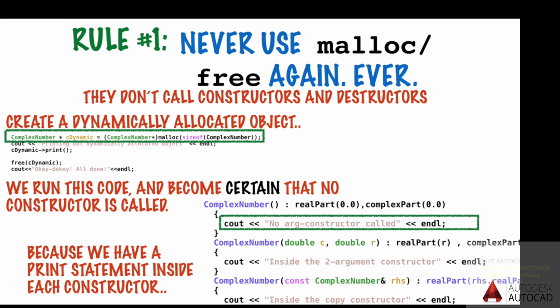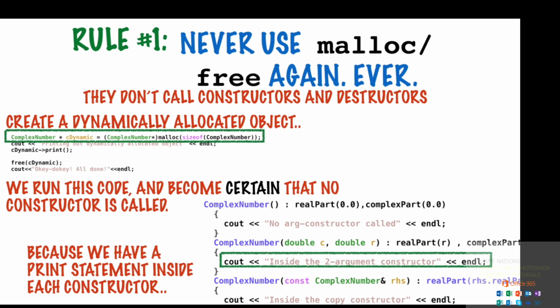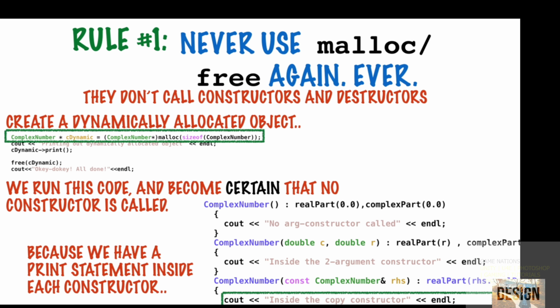None of these print statements have been called. Notice the print statements there: no argument constructor, the two argument constructor, and the copy constructor. If you notice the output of running the code where you use malloc to allocate memory for the C dynamic variable, you'll see that none of these constructors have been called. There is no output message on screen, which means none of these constructors have been called.